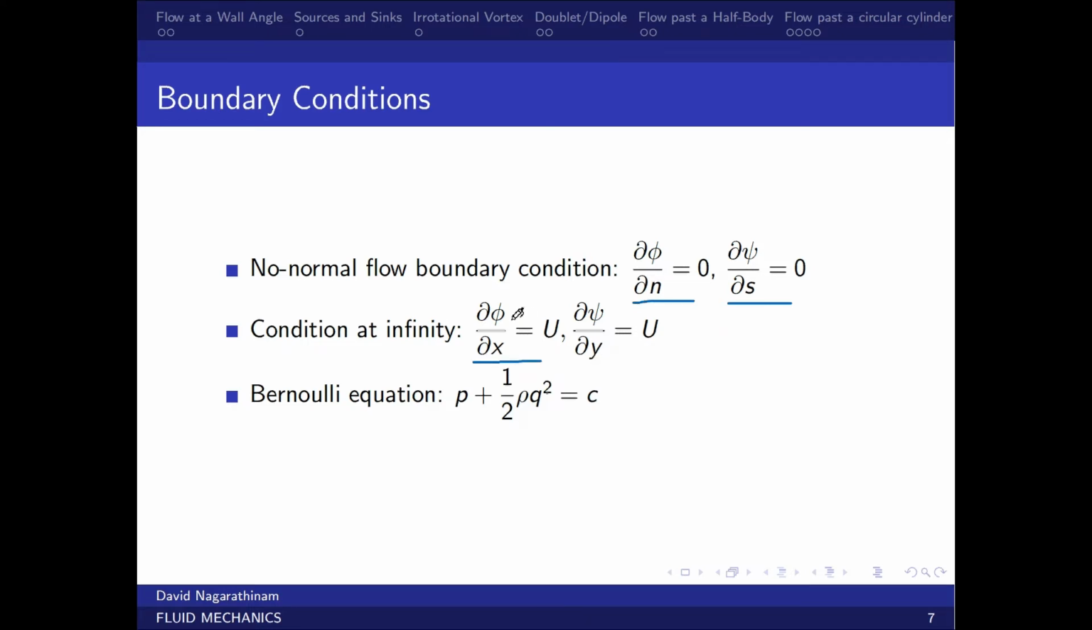And the condition at the infinity is that the flow being irrotational in a region well past the surface of the body, dou psi by dou x is equal to u and dou psi by dou y is equal to v. The flow has to satisfy Bernoulli's equation, which says that the sum of the pressure and the dynamic pressure is a constant.